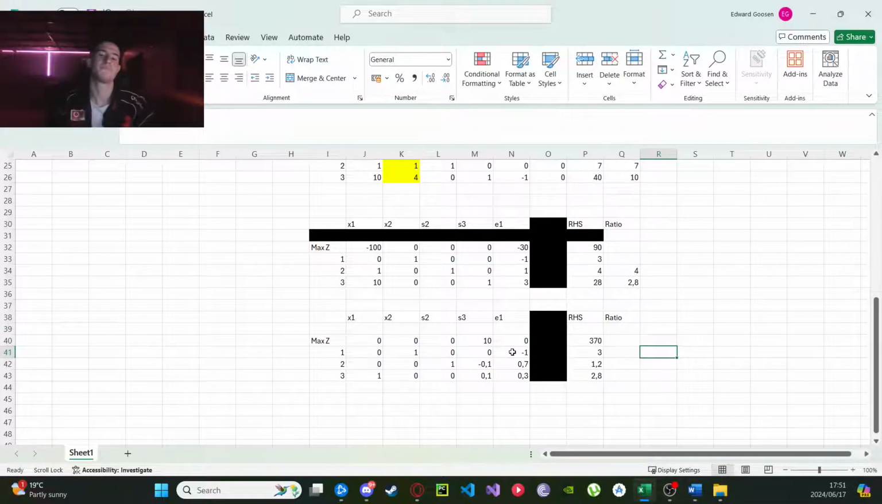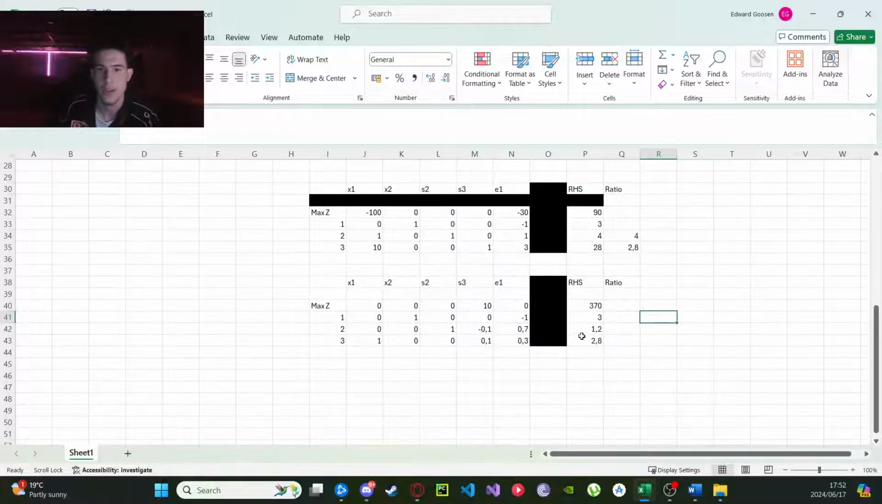We can see we don't have any negative values in our objective function, which means we have found our optimal solution. So now we need to check for basic variables. So our x1 is basic, which means our x1 corresponds to this value over here. Our x2 is also basic, zeros and ones. It corresponds to this value over here. Our S2 variable is also basic, which means it corresponds to this value over here.